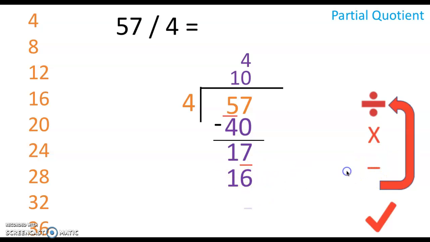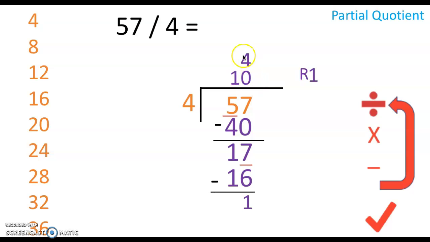Then I'll subtract. 17 minus 16 is 1. Do we have any place values left to repeat with? Nope. So let's check. Is 1 smaller than 4? Sure is, so that's our remainder.